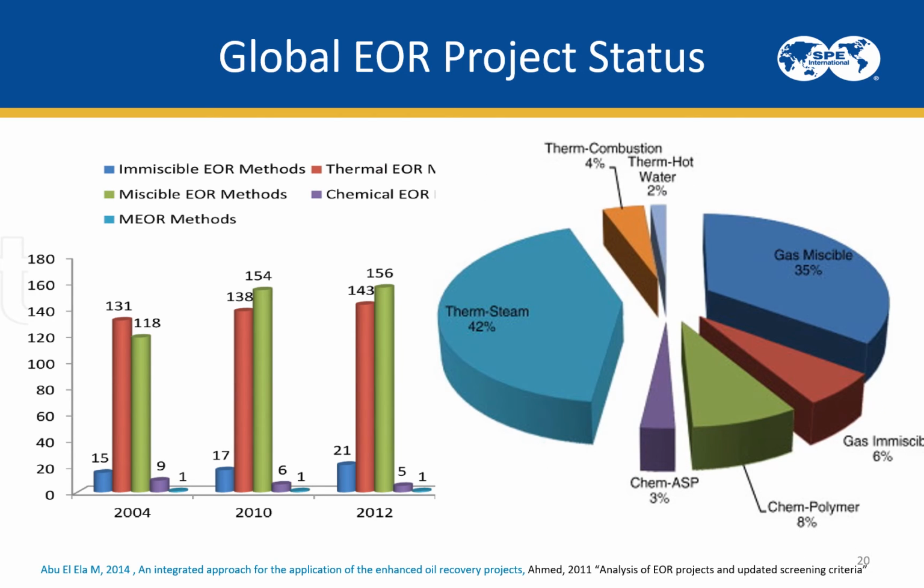If we look at it as a percentage, it is clear that thermal steam injection is a big contribution to EOR implementation. Thermal steam, just steam, is 42%, besides 4% for in-situ combustion and 2% for hot water. For gas miscible injection, the contribution is 35%, for gas immiscible 6%, and for chemical, 80% polymer and 3% ASP.